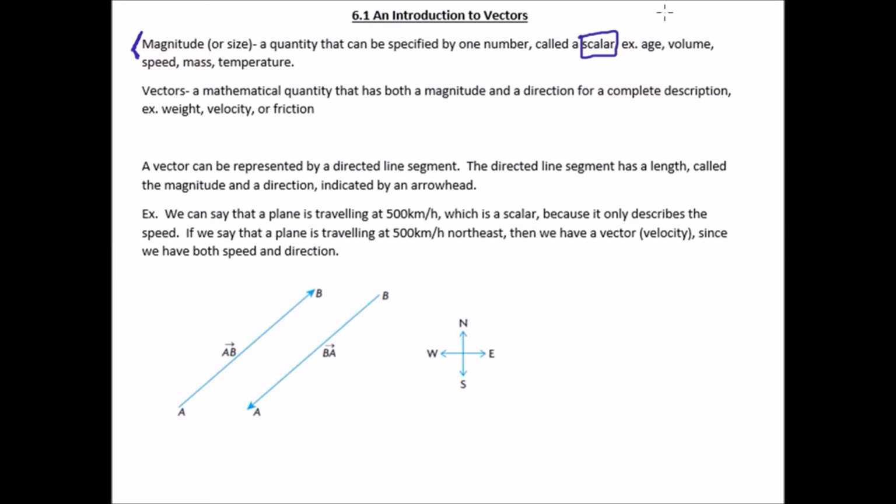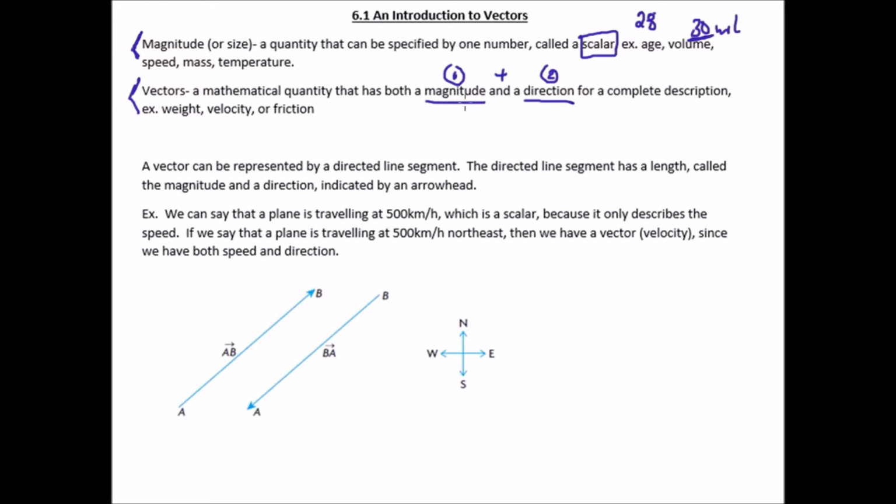The scalar value for an age could be 28, so 28 years old. Volume could be 30 milliliters, but the scalar value would just be 30. Speed, mass, temperature. So what are vectors? A mathematical quantity that has both a magnitude and a direction. It has to have these two things, number 1 plus number 2, and then it is called a vector.